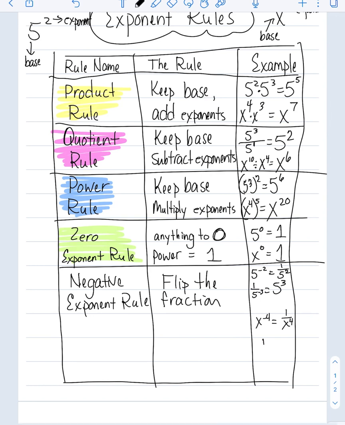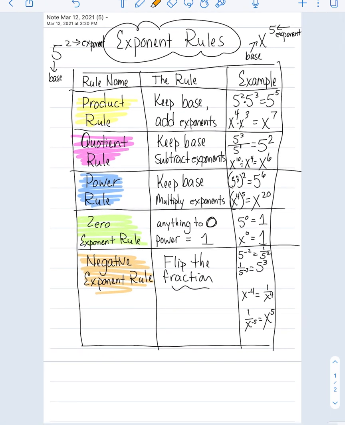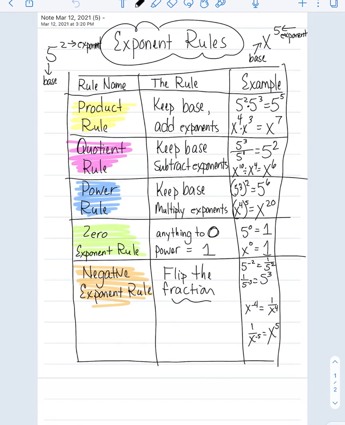Let's do the same thing if the negative exponent is on the bottom of the fraction. Let's say we have 1 over x to the negative 5 power. You flip it. The x was on the bottom. Now let's move it to the top of the fraction. x over 1 is just x, and the negative 5 becomes a positive 5. So these are all of your exponent rules. You can use this graphic organizer to help you with your practice.